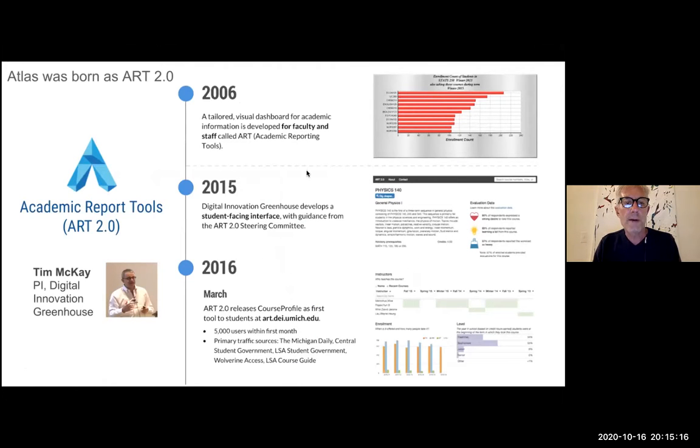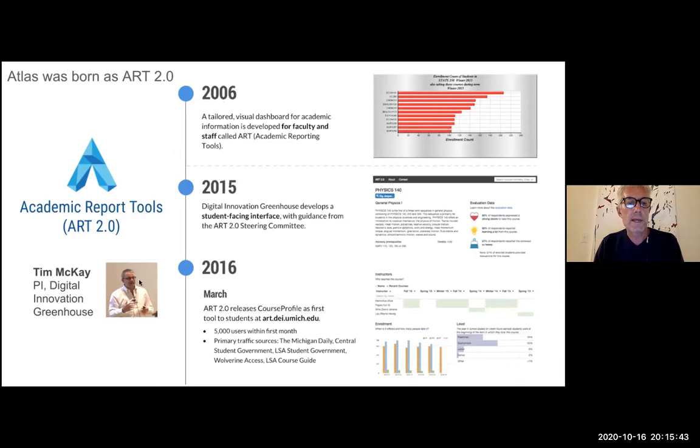So this came out of my work with those folks building what's now called Atlas. Atlas started in 2016 as a reboot of a service that I brought to campus in the College of LSA back in 2006, called Academic Reporting Tools. It was aimed at faculty and staff, and it was basically visual dashboards of behaviors, although we didn't call them dashboards back in 2006.